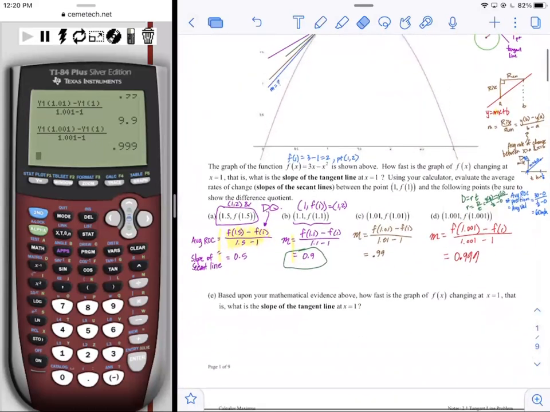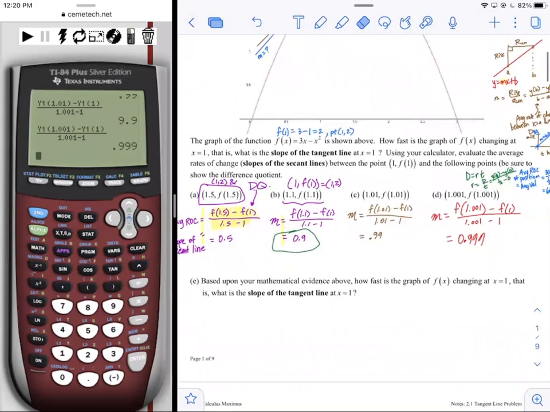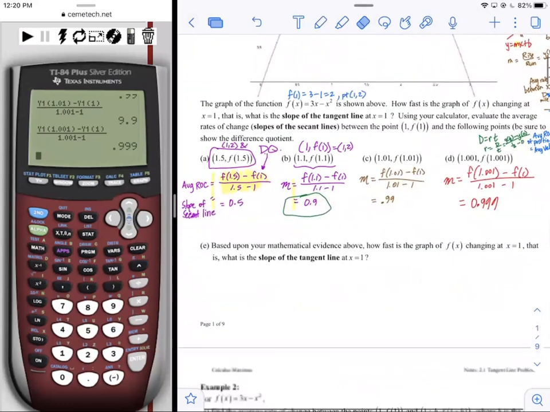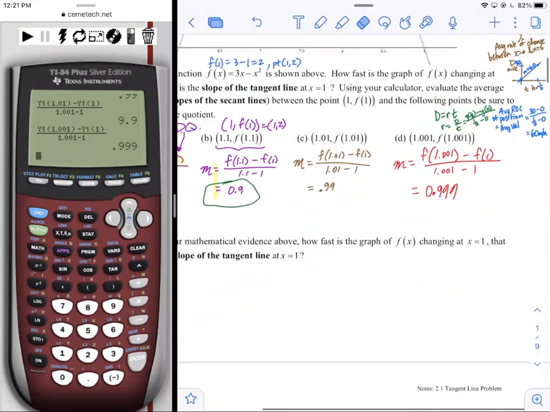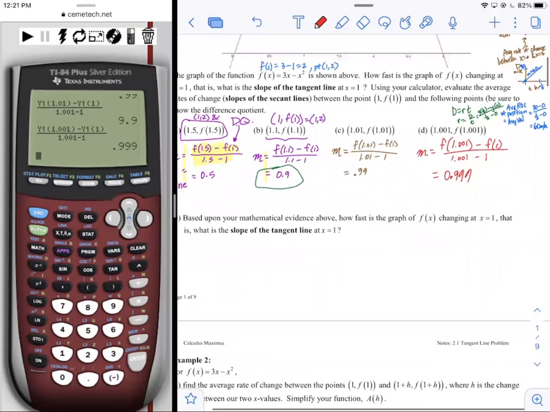So let's look at the data, because the data is really where the reveal is at. Although visually it looks like it's becoming that. Look at part E. Based upon the mathematical evidence above, could we then go out on a limb, if you will, and determine how fast the graph is rising or changing at x equals 1? That is, can we determine what the slope of the tangent line is? What would you say it is? 0.999, 999, 9999, 9999. And that, I mean, arbitrarily close is how close that other point can get, right? Infinitely close. And so I can keep adding nines to the end there.